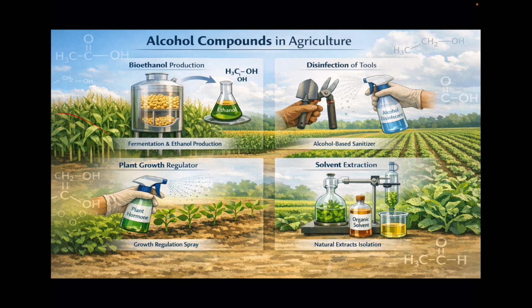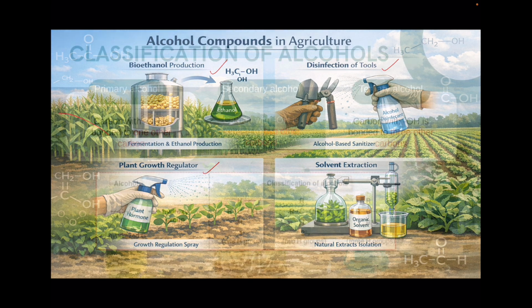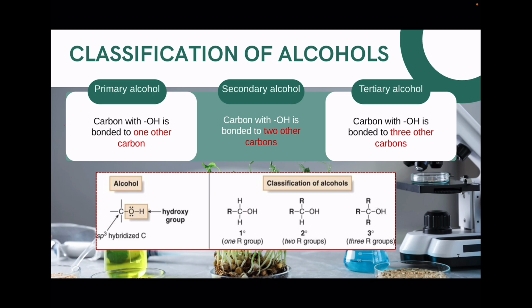These are the applications of alcohol compounds in agriculture, where alcohol is used in bioethanol production and also for the disinfection of tools using alcohol-based sanitizer, and as a plant growth regulator. The other one is solvent extraction, when you want to extract a compound from plants or any fruits. Alcohols are classified based on the number of carbons attached to the carbon that bears the hydroxyl group.